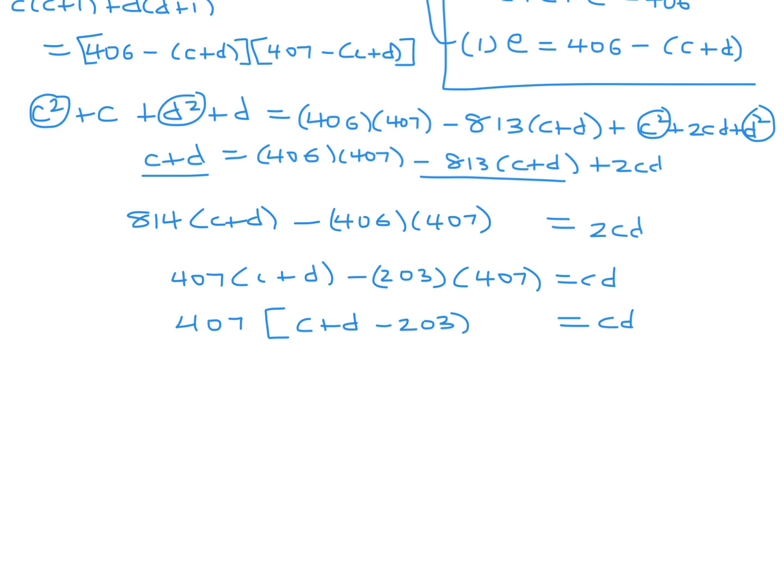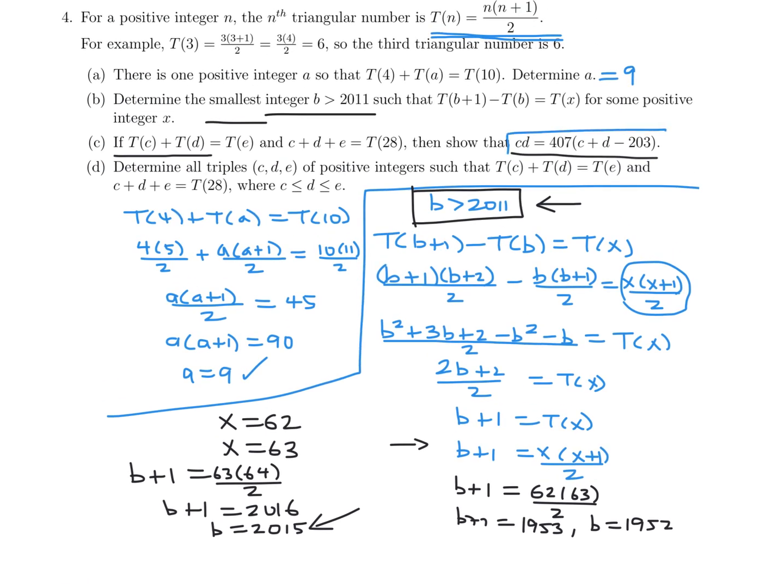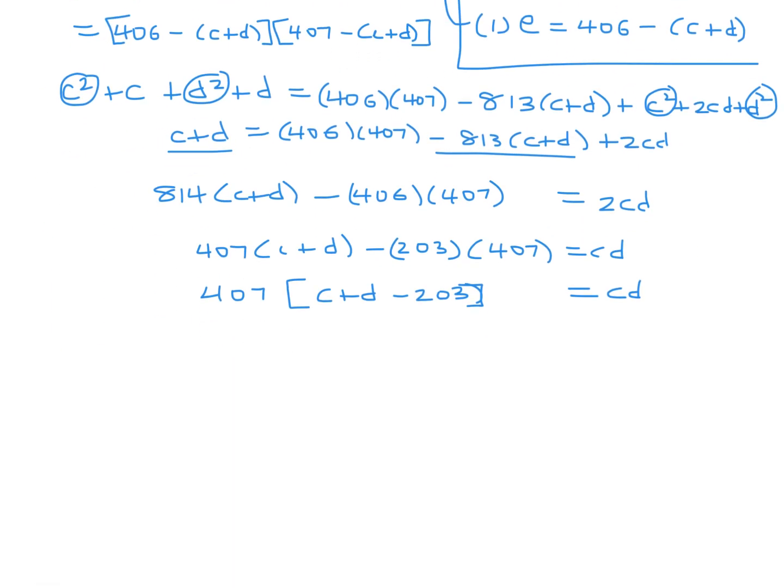And I think that's what they wanted, right? Let me see here. They wanted me to show CD is equal to 407 times C plus D minus 203. CD is equal to 407 times C plus D minus 203. There you go. That's what we had to show.